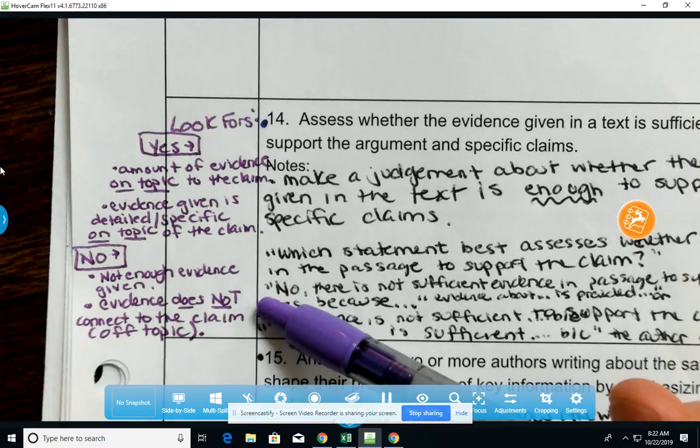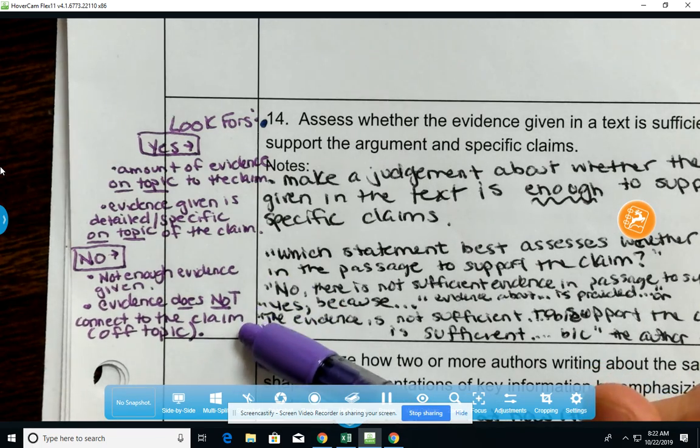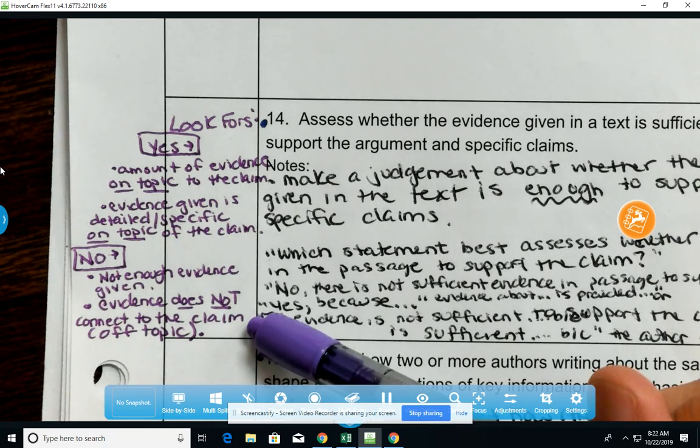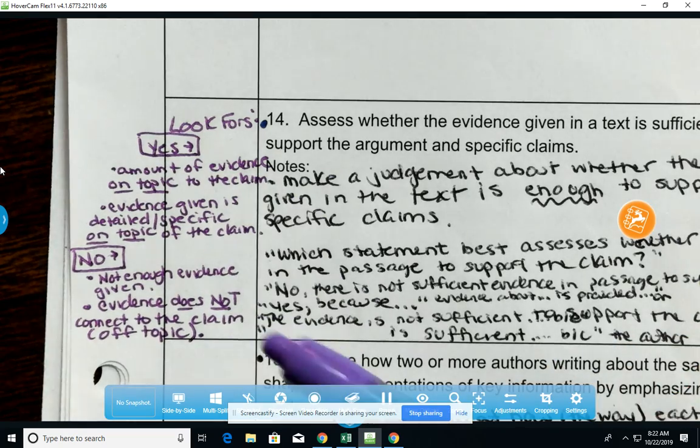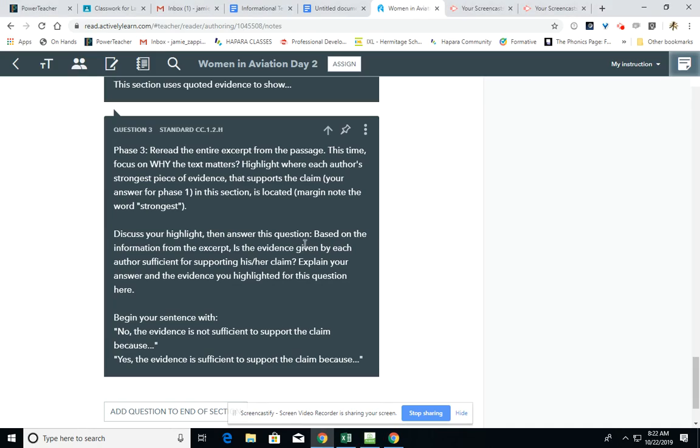If the evidence is not sufficient, that means they don't have enough evidence included maybe. It also means the evidence might not even be on topic to the claim. Maybe it doesn't connect to the claim that they are explaining within that paragraph. So those are your look-fors in order to answer phase 3 of this section.